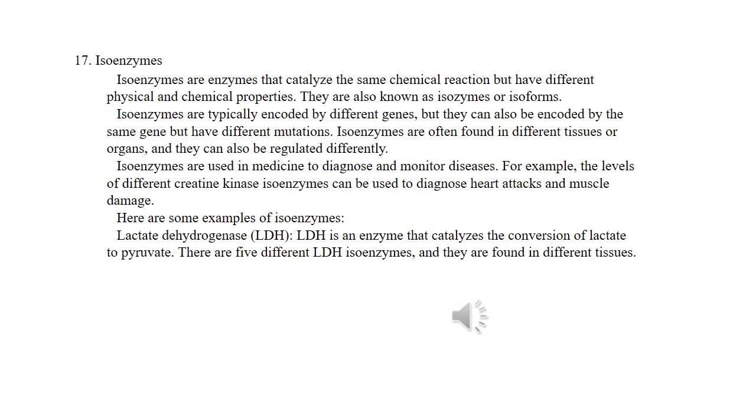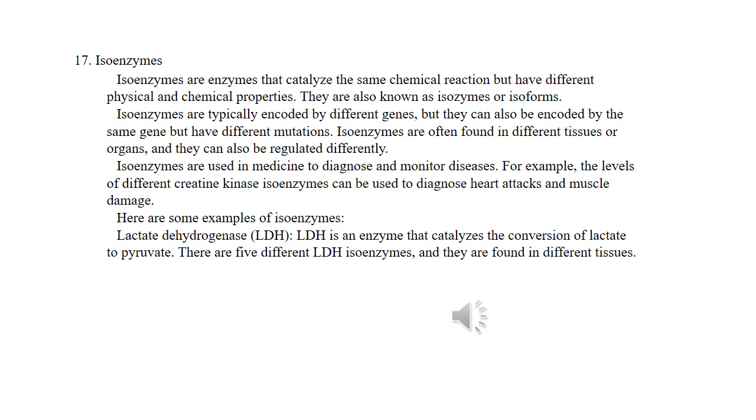Question 17. Isoenzymes. Isoenzymes are enzymes that catalyze the same chemical reaction but have different physical and chemical properties. They are also known as isozymes or isoforms. Isoenzymes are typically encoded by different genes, but they can also be encoded by the same gene but have different mutations. Isoenzymes are often found in different tissues or organs, and they can also be regulated differently.